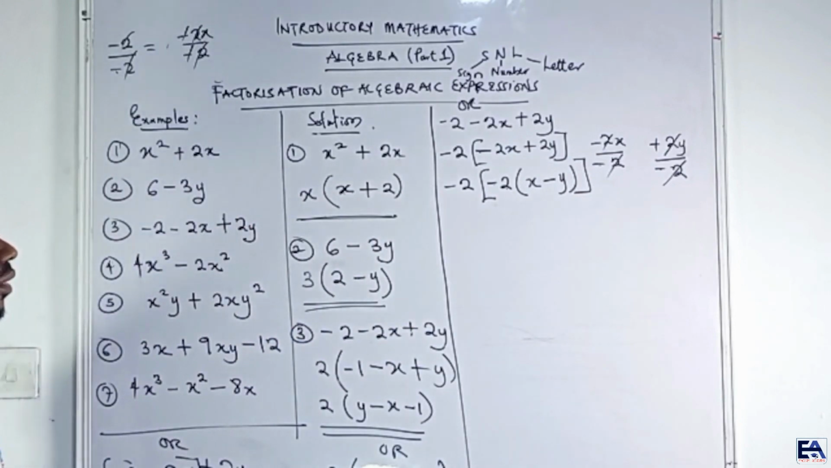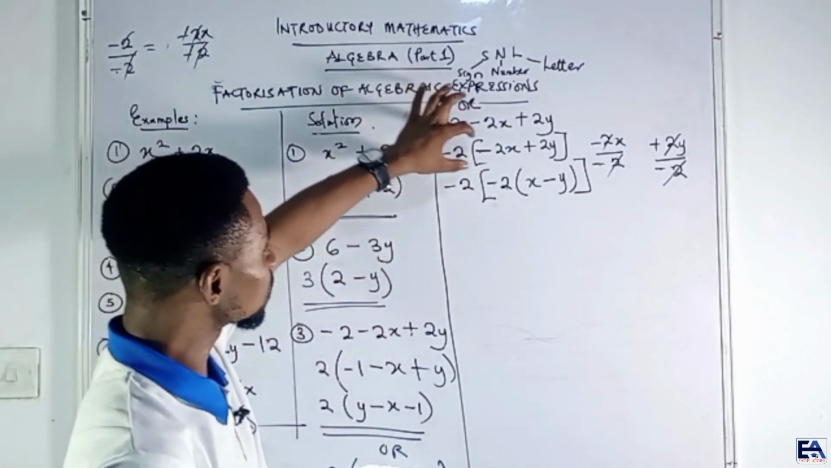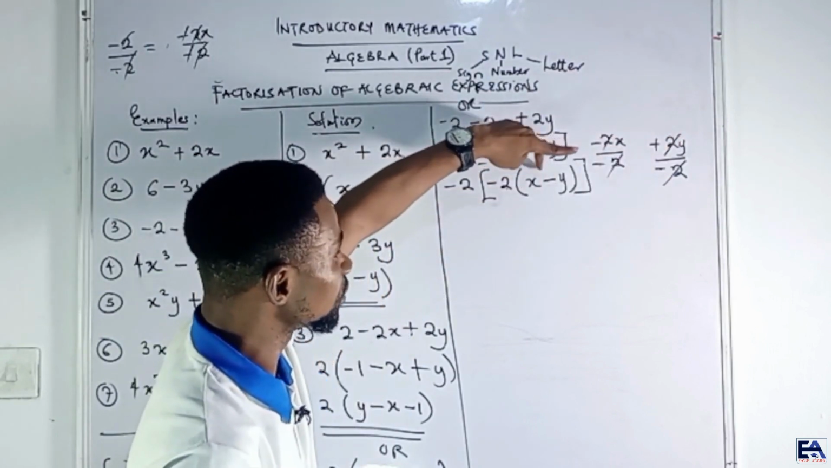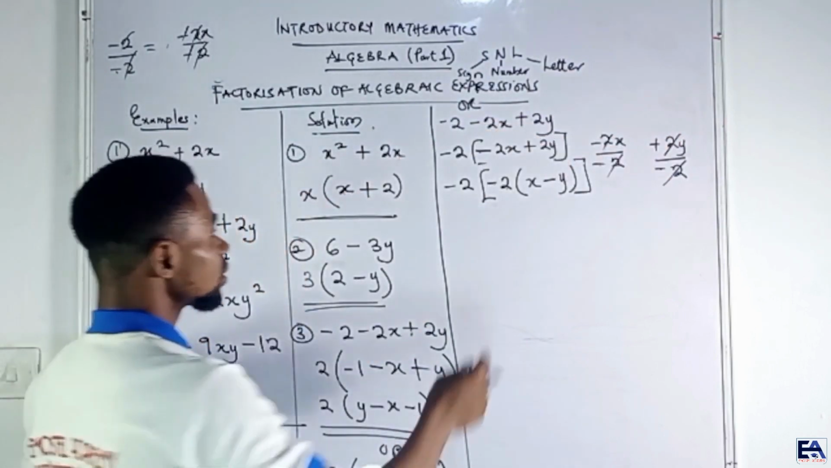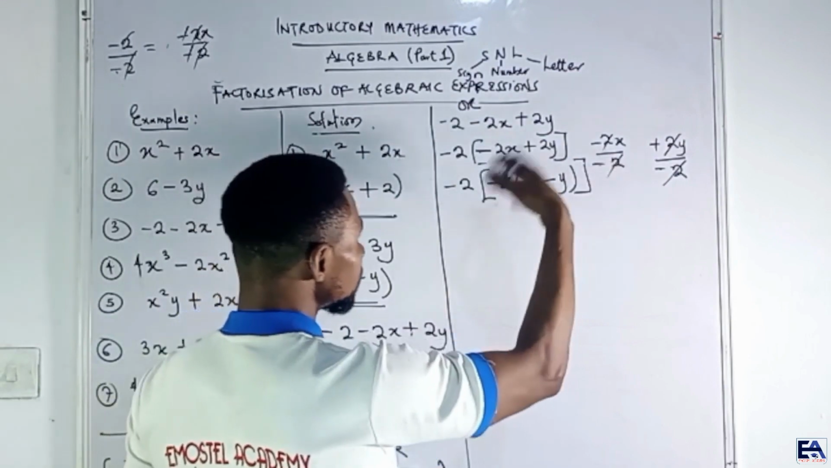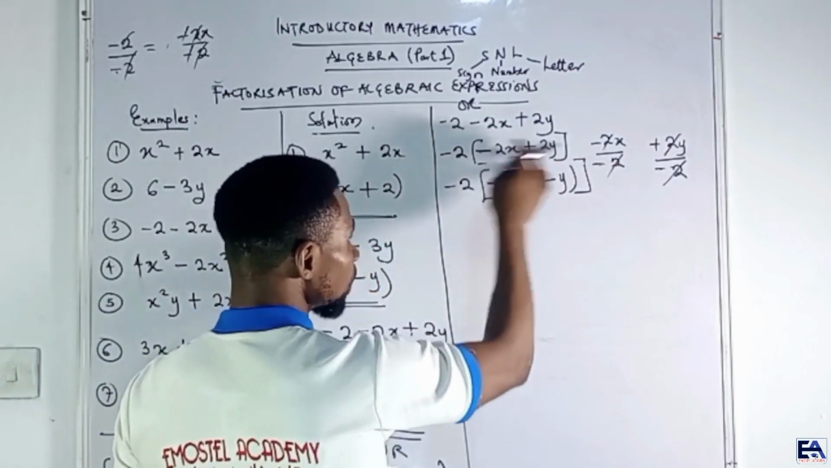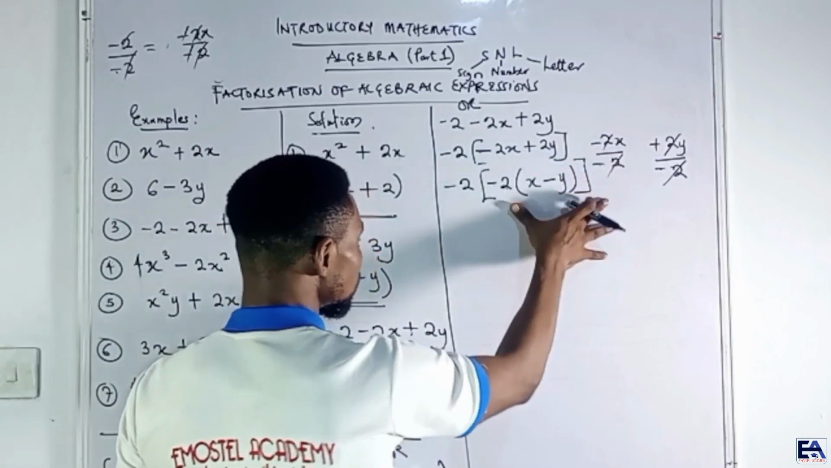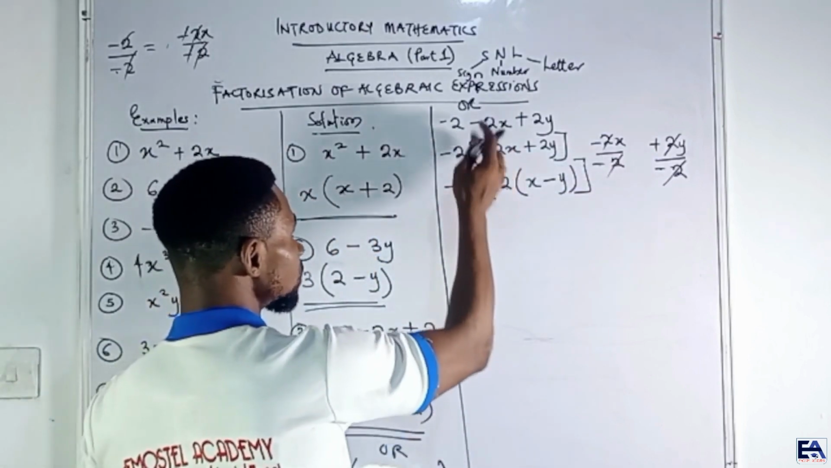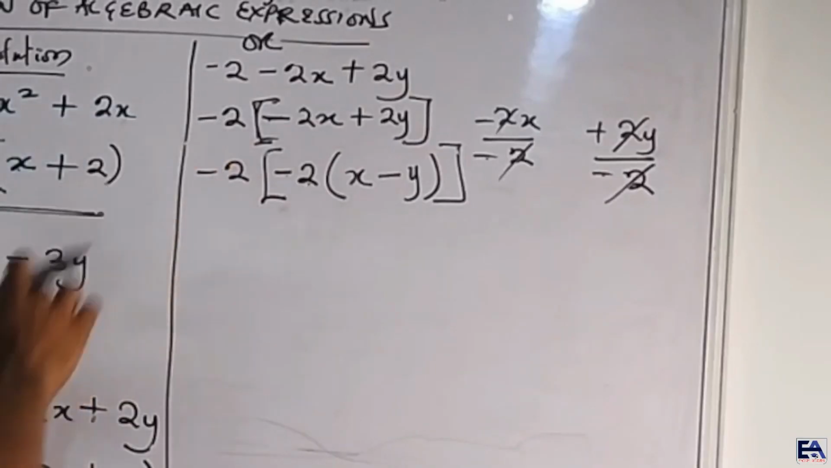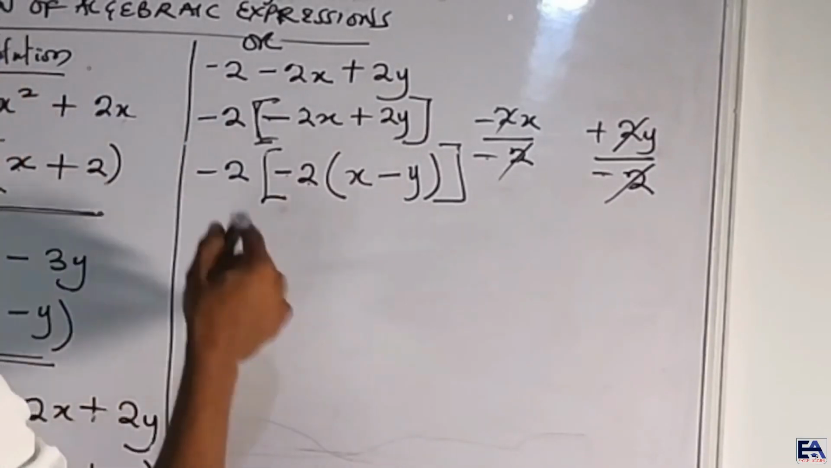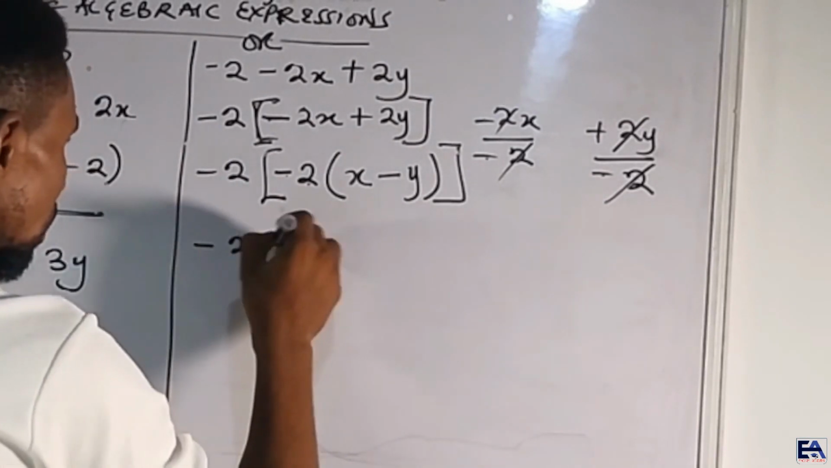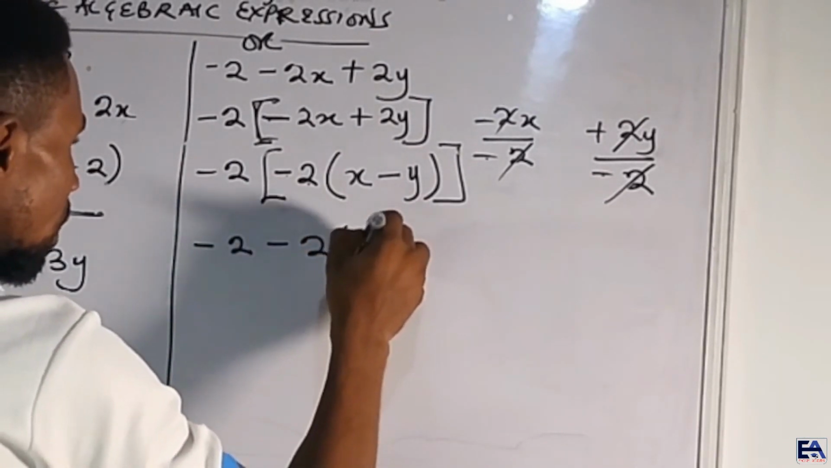Which means that by the time we consider the grouping from this other side, this is the result of the factorization. And then the next thing is to remove the bracket. This one is not a multiplying bracket, it's just a separator bracket. So this one is not multiplying anything. We just only use it to separate this group from this. So we are going to remove it, and then we have minus 2, minus 2 into x minus y.